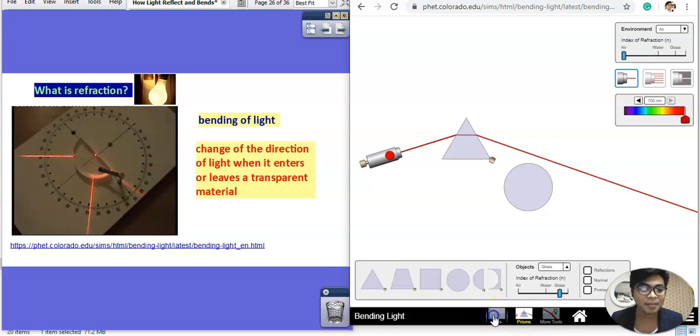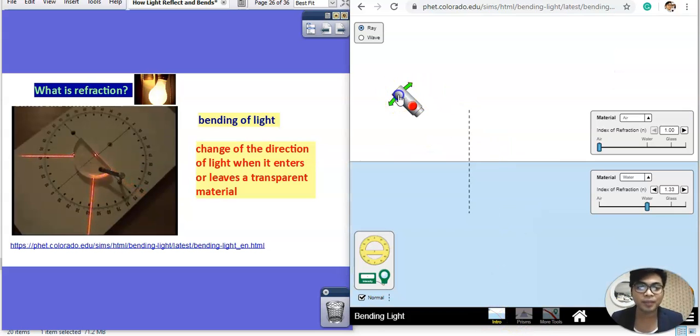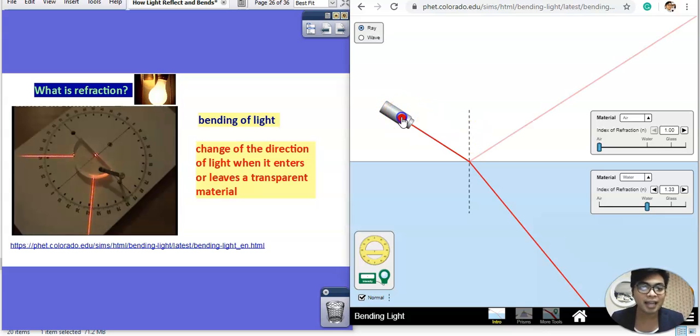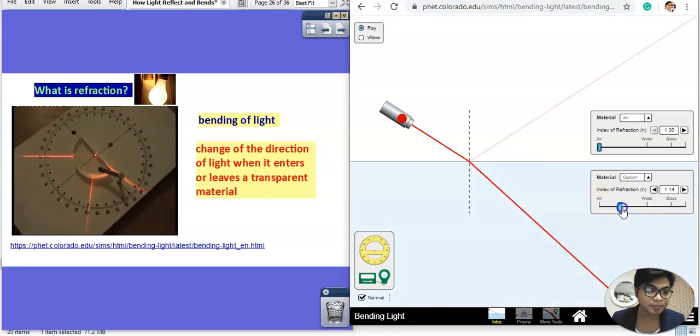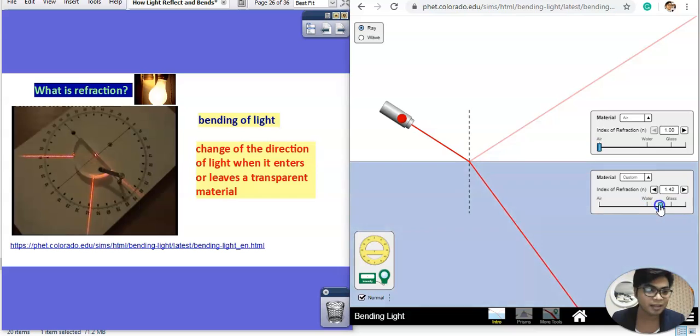So how does that happen? Let's take a look with this one. What I have here is a light. I'm going to put it right over here. This one now is a reflection, and this one now is a light. This environment here at the top is the air, and the one below is water. I'm going to change the material here into air. Look at what happens. Light just travels straight. I'm going to make this environment water, or maybe a glass. Look at what happens now.